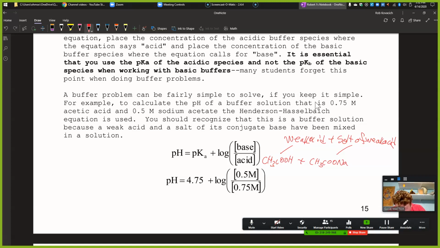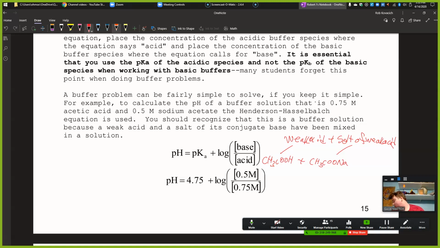Okay? And that's just for this one. No, it's for every buffer. For any buffer that I'm creating, I'm going to use a weak acid and the salt of that weak acid.